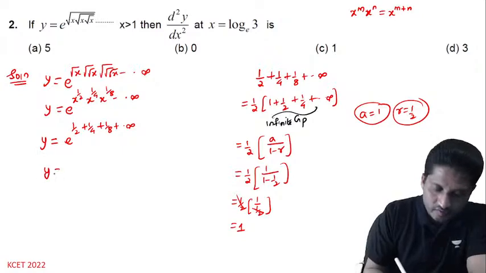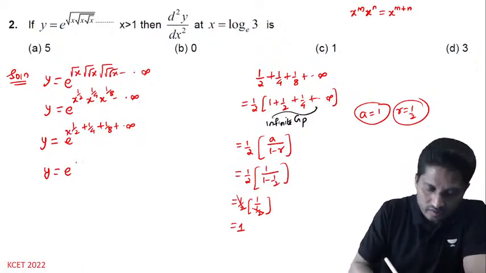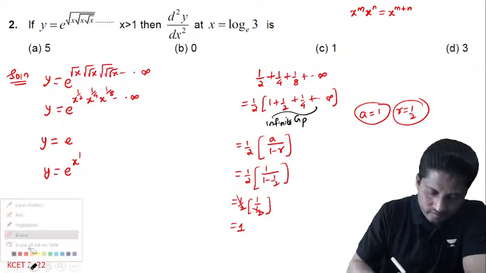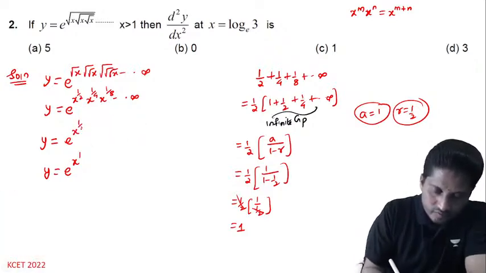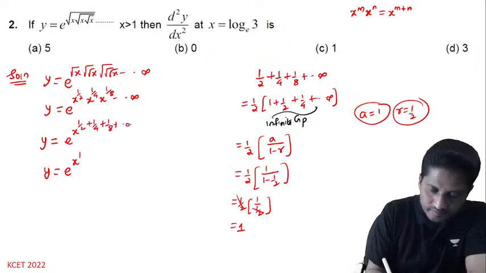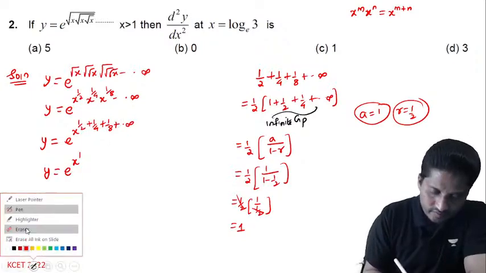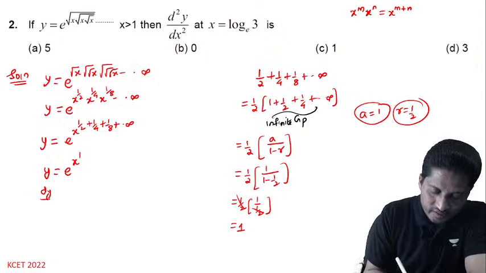So you get y is equal to e to the power of, this is x to the power of half, x to the power of 1 by 4. Powers are added. So all these powers will be added. This is x to the power of 1 by 2 plus 1 by 4 plus 1 by 8, and so on up to infinity, which is e power x only. Now if I differentiate, dy by dx is equal to e power x only, and differentiating once again, d square y by dx square is also e power x.